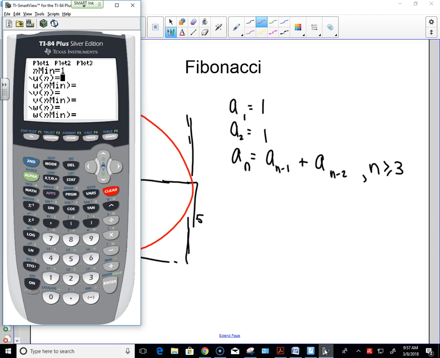Okay. So if R said U of N is equal to U of N minus 1 and, sorry, I just gave the answer. If R says A sub N is equal to A sub N minus 1 and A sub N minus 2, I don't want to put A's in here. I want to put U's in here. Okay, so where's a U? Where's a little u?